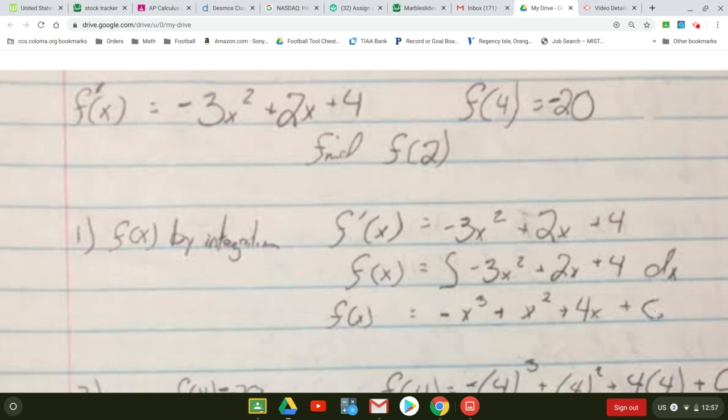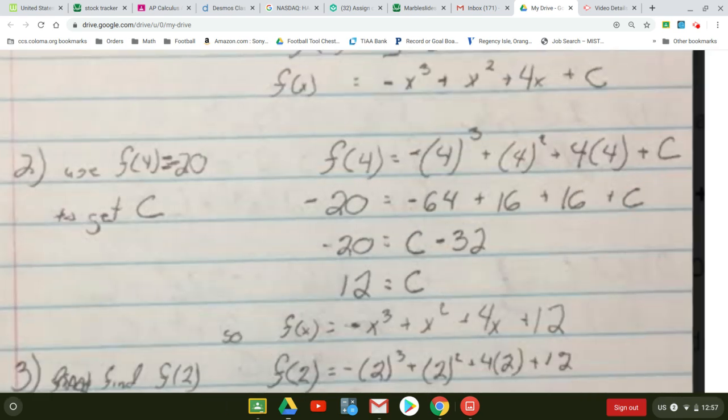Okay, well, how can we do that? Well, we know that f of 4 up here is negative 20. So we know that when we put a 4 in for x, all of this stuff here has to equal negative 20. So that's our next step. Okay, so everywhere that we've got an x, we're going to now put a 4. All right, so we figure out here that f of 4, we know from our initial condition that f of 4 is negative 20.